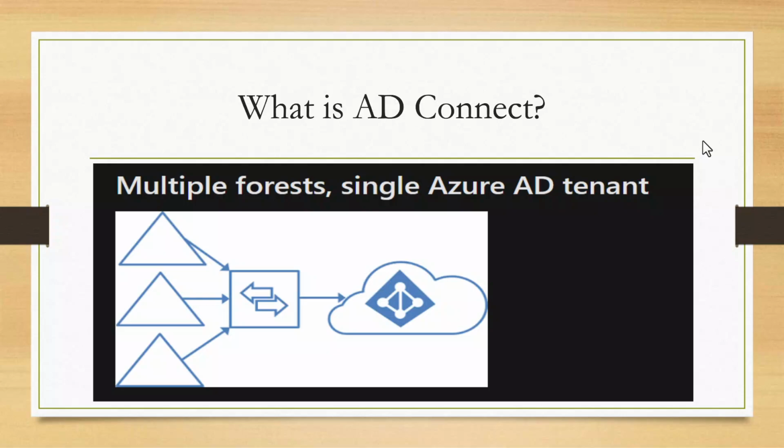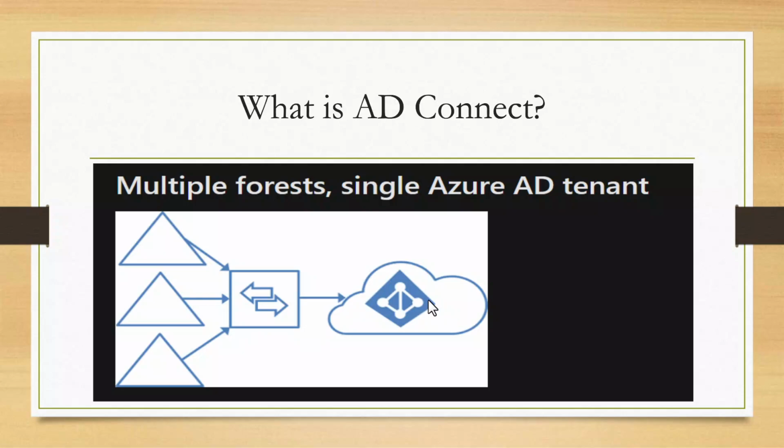See those triangles on the left side. Each is actually an AD forest. This can be abc.com, this can be an xyz.com forest, and then another forest. So all these forests or domains can be added in this AD Connect configuration, and all of them can be synced to Azure AD.